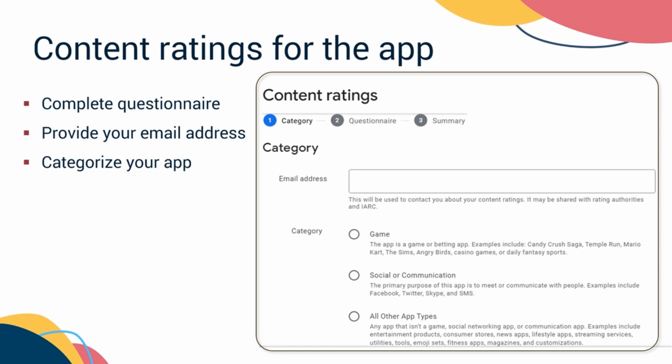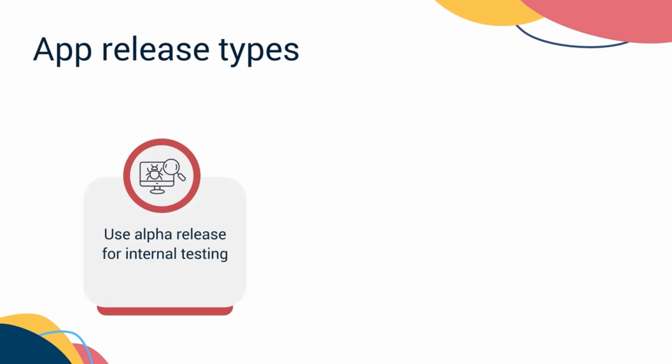Let's now explore the final step to publish your Android app on the Google Play Store. Before uploading the APK, you must decide on the type of app release. There are typically different types of app releases. Alpha release is an early version of the app used for internal testing. It might contain bugs and is not meant for public use.